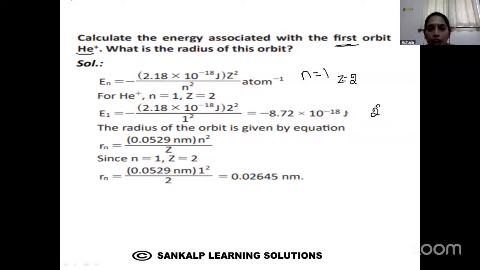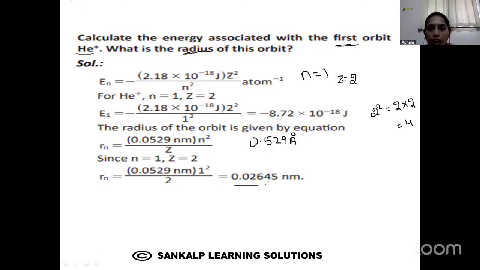Then also they have asked the radius. Radius, therefore, again, same as the previous problem, radius is equal to 0.0529 nanometer, therefore it is in nanometer. You can also take it as 0.529 angstrom into n square by Z. n is 1 square divided by Z is equal to 2. Therefore, this will be the answer.